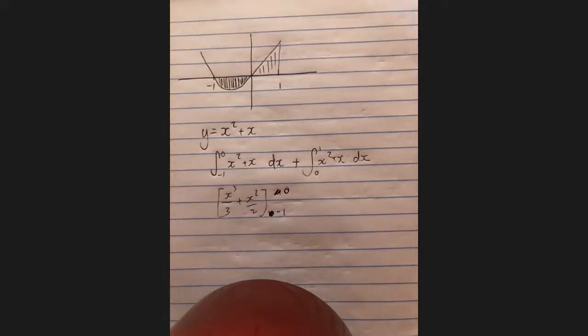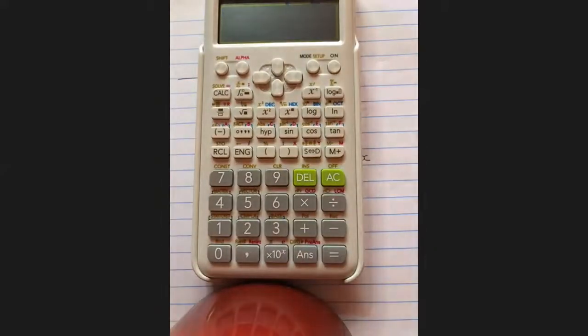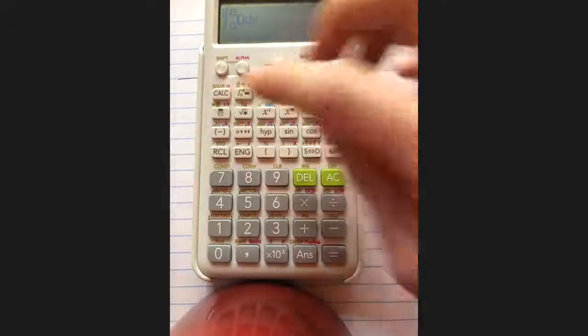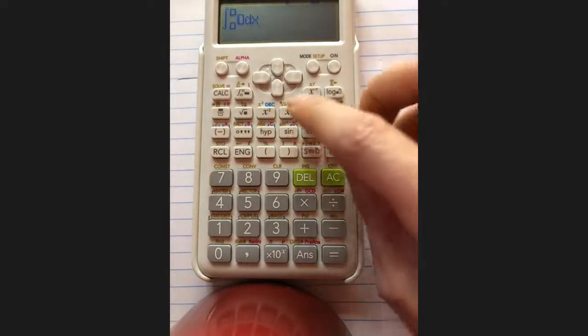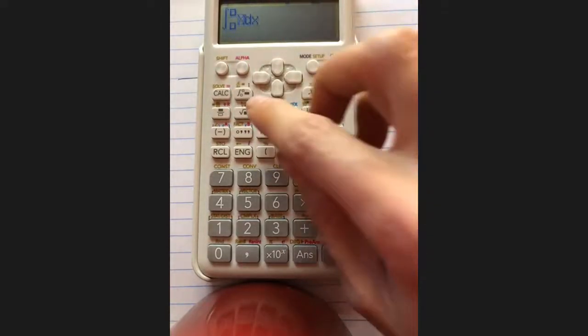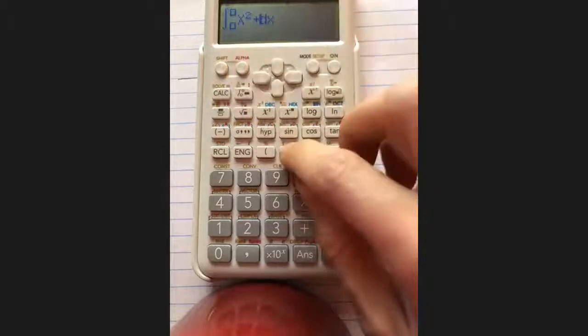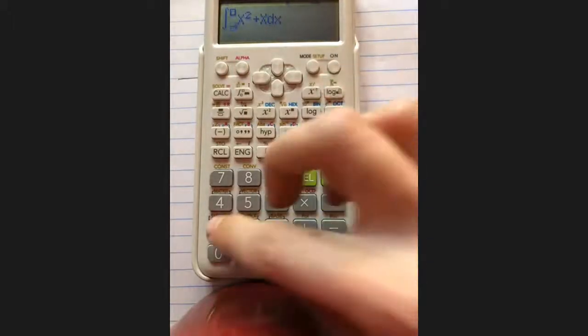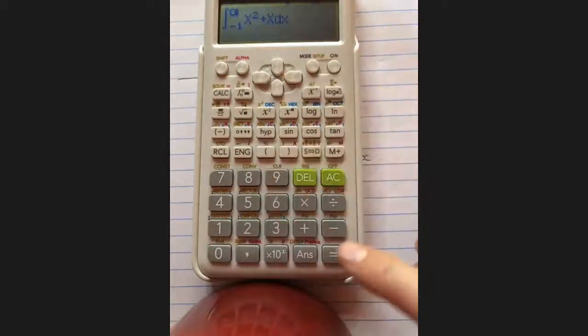But I do feel like we've done that already. I don't want to waste your time. So let's just see something interesting here. If we had our equation, which was x squared plus x, and we have our boundaries -1 all the way up to 0.